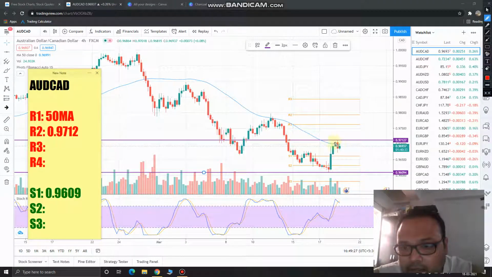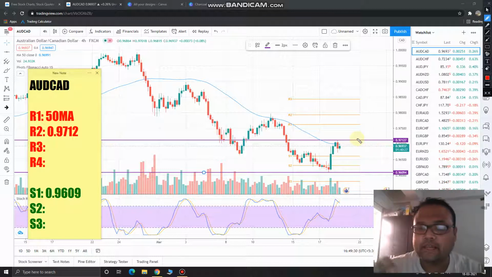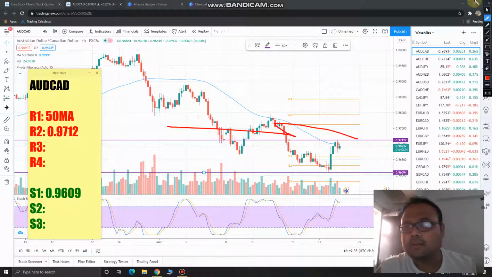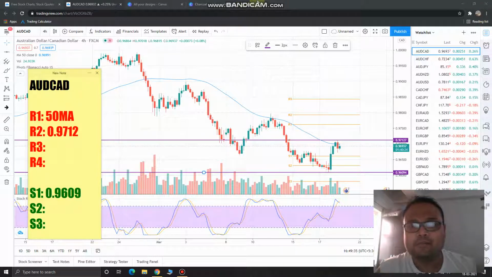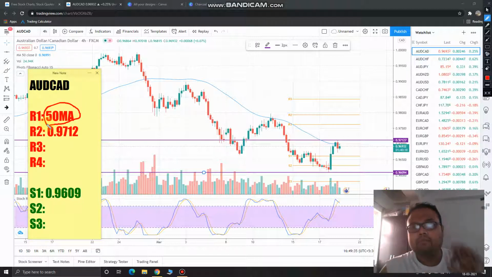Okay, so right now market is trading here. We can see that market is just trading below the 50 moving average, and you can see that I have written, sorry, extremely sorry about the drawing. You can see that I have written here 50 MA as the resistance one, and market right now seems to be getting resistance from the 50 MA. And the good news is that market is in overbought zone.